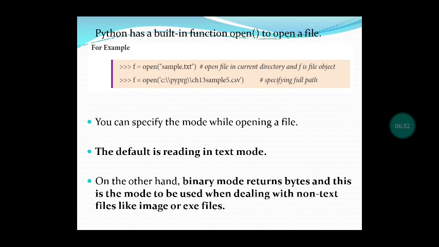Otherwise, you can give the path. The full path you can give. open('C:/pyprg/ch13/sample5.csv'), like that also you can give the full path of the file. If you want to open the file, you have to specify the mode, whether it is writing mode or reading mode. If you are not mentioning it, the default is text mode. If you mention binary mode, it returns bytes. This is used for dealing with non-text files, that is image files or exe files. You can use the binary mode.